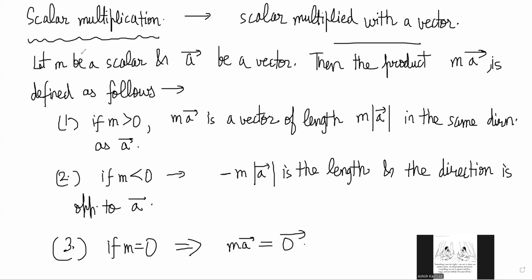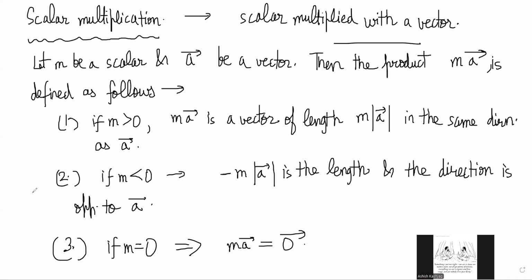So this is your scalar multiplication, and what it means is that if you multiply a vector with a scalar, the magnitude of that vector will change, but the direction will remain unchanged. If M is a positive number, the final M A vector will have a magnitude of M times the magnitude of the initial A vector. If it was negative, the magnitude is still minus M times the magnitude of A vector, but the direction is opposite to the initial A vector, right?